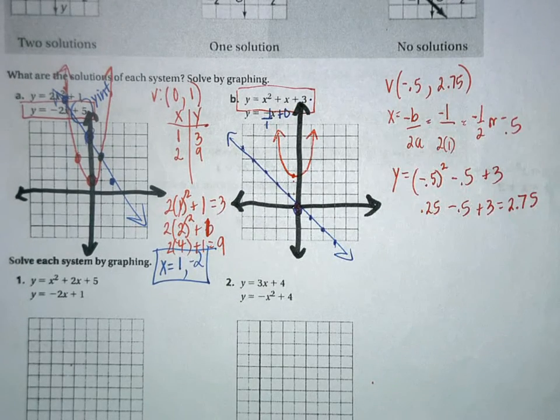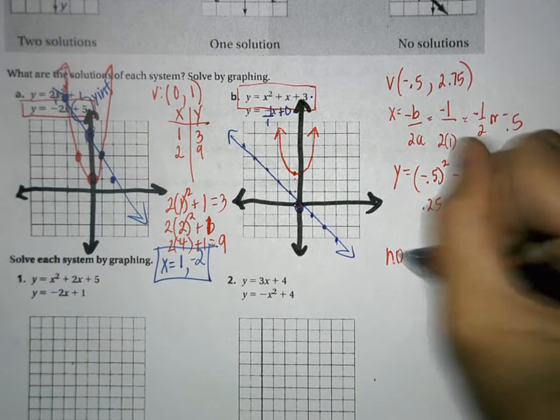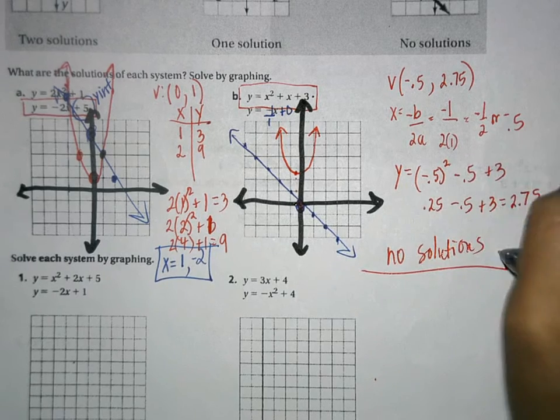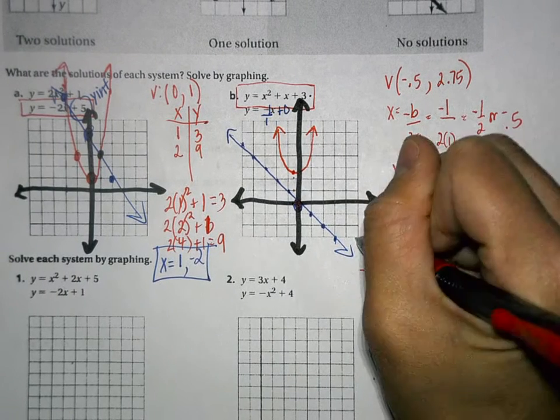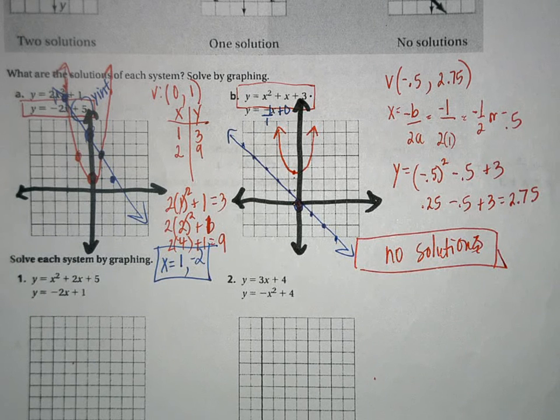Okay, and so I'm just going to go ahead and draw this right now, because is there any chance of these ever intersecting? No. So this one is no solution, and I don't have to worry about getting accurate points on my parabola because it's no solution. Does everybody understand why it's no solution? Why is it no solution? Very good. They don't ever intersect.